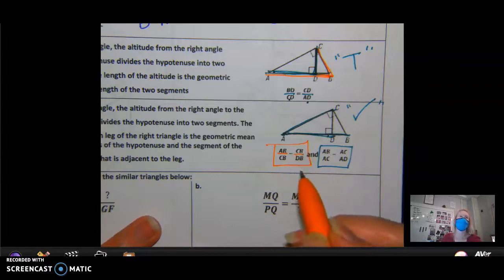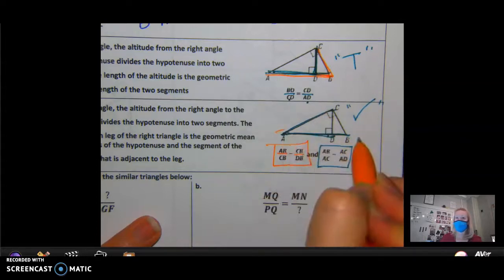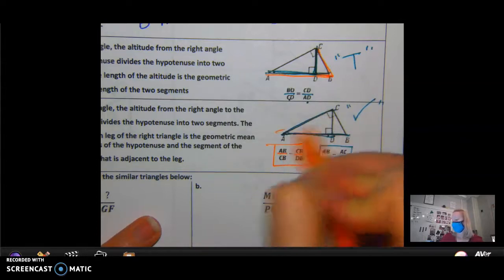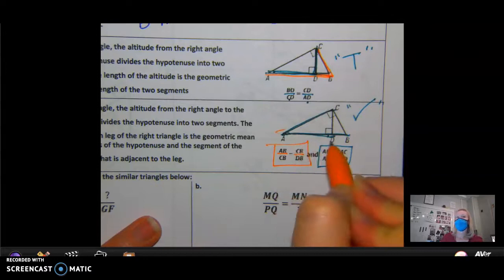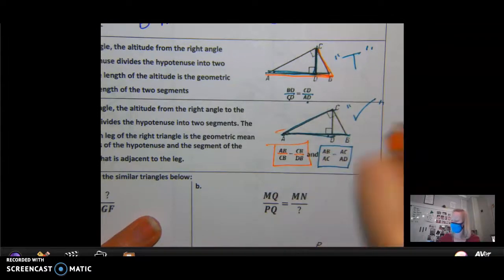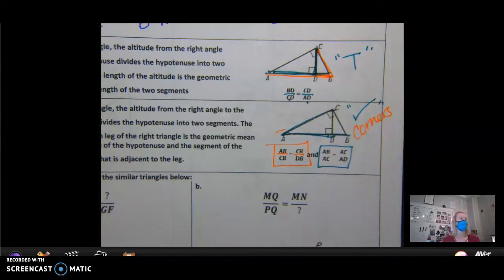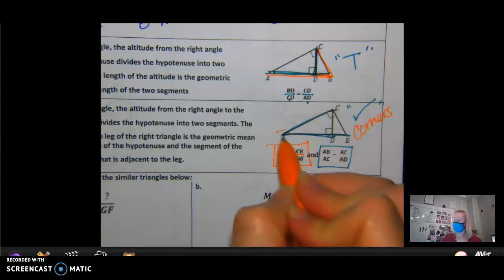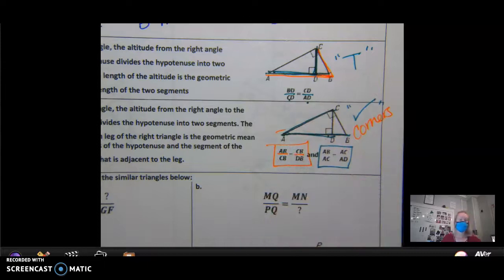Why do I call it my check? Because I'm making a check mark. Do you guys see the check mark? Some people call it working the corners because you're going around a corner. So it's called a check or corners. I'm going around that corner and coming back.